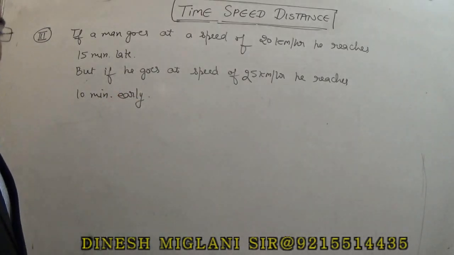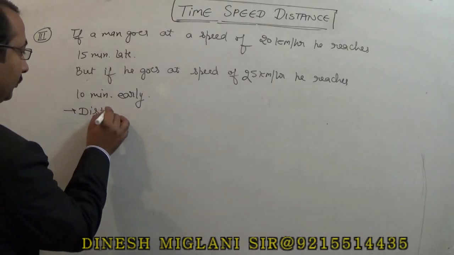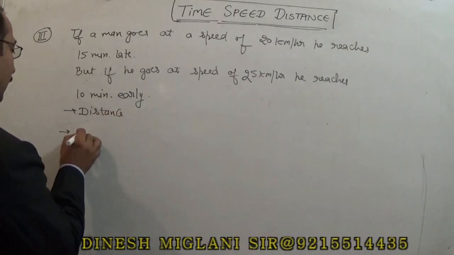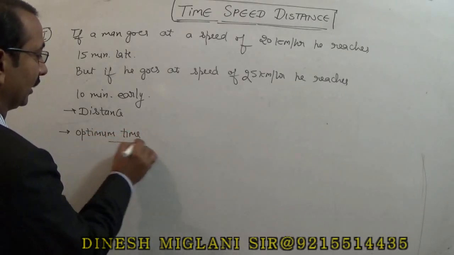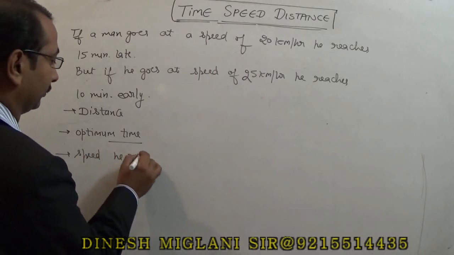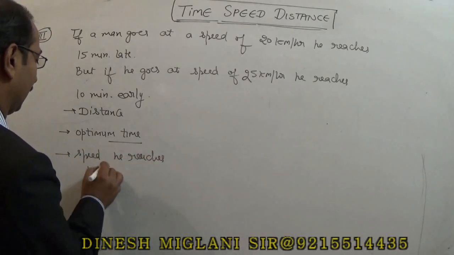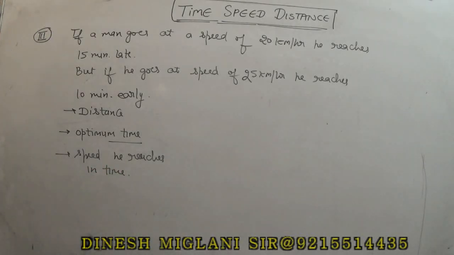Right? What we have to find out? We have to find out the distance that the man is traveling. What should be the optimum time taken by the man in order to reach in time, and what speed he should maintain so that he reaches in time. Means 3 questions we have to find out. The first one is, if the man goes at a speed of 20, he reaches 15 minutes late. If he goes at a speed of 25, he reaches 10 minutes early. We have to find the distance, optimum time and speed that he reaches in time.